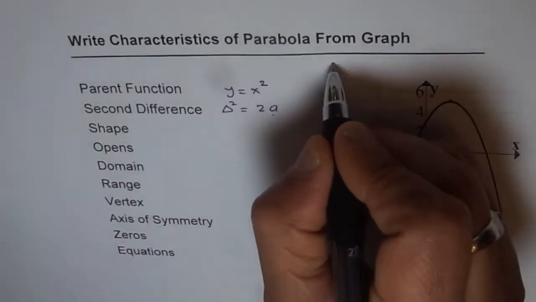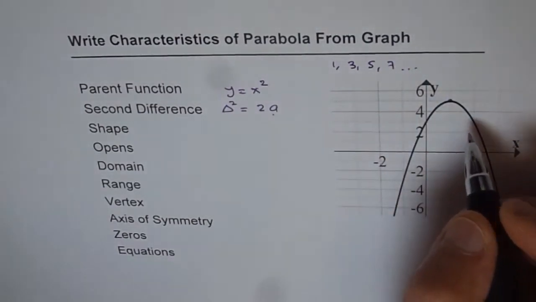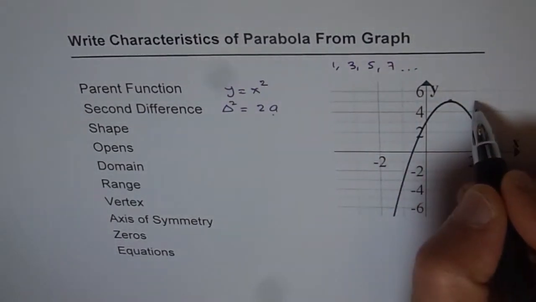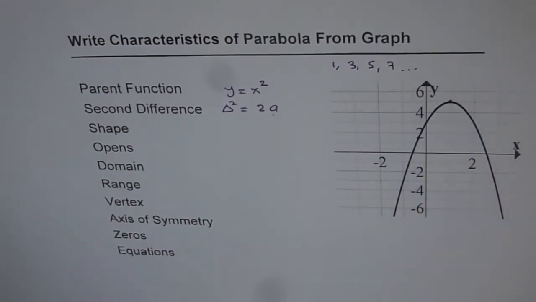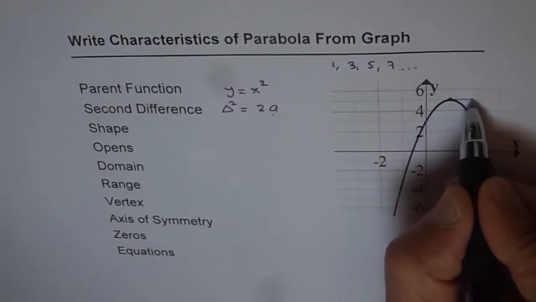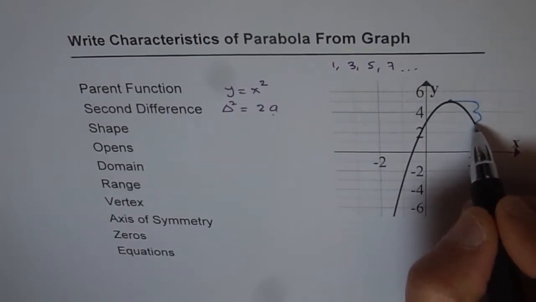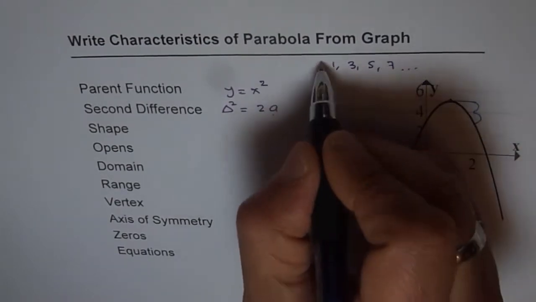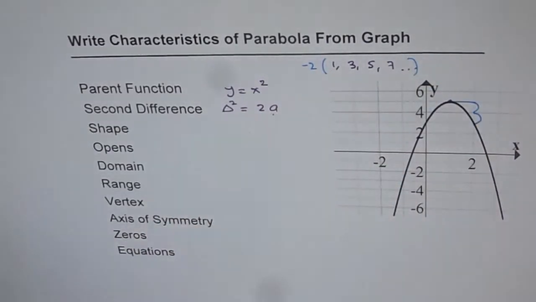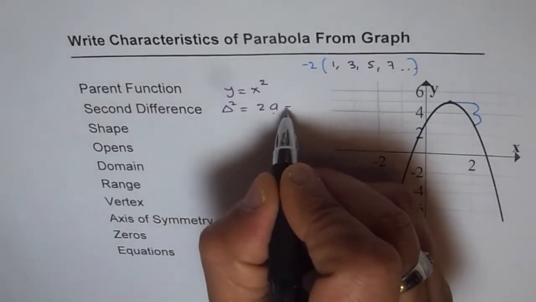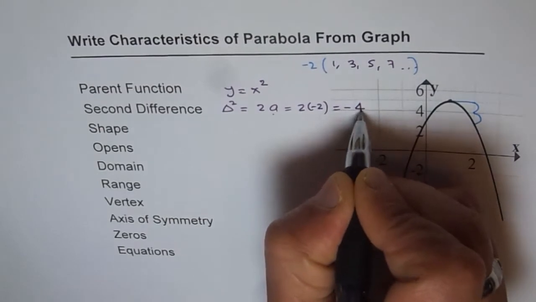Normally in a parabola the steps are 1, 3, 5, 7 from the vertex, right? In this case, if I move 1 unit to the right, how much do I move down? I'm moving 2 units down. Do you see that? Observe that if you move 1 unit to the right, you're actually moving 1 unit and then 2 units down. That means the value of a is minus 2. Minus 2 times 1, 3, 5, 7. So a is minus 2 for us. Since a is minus 2, I know my second difference should be 2 times minus 2, which is minus 4.